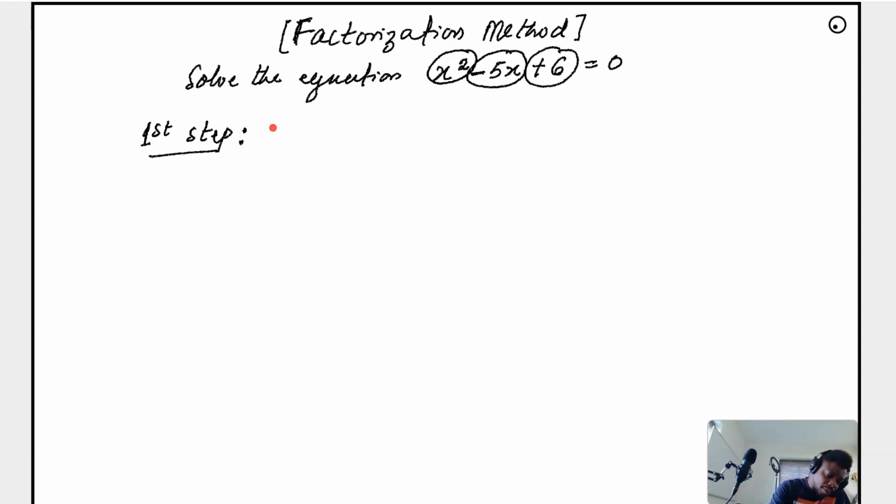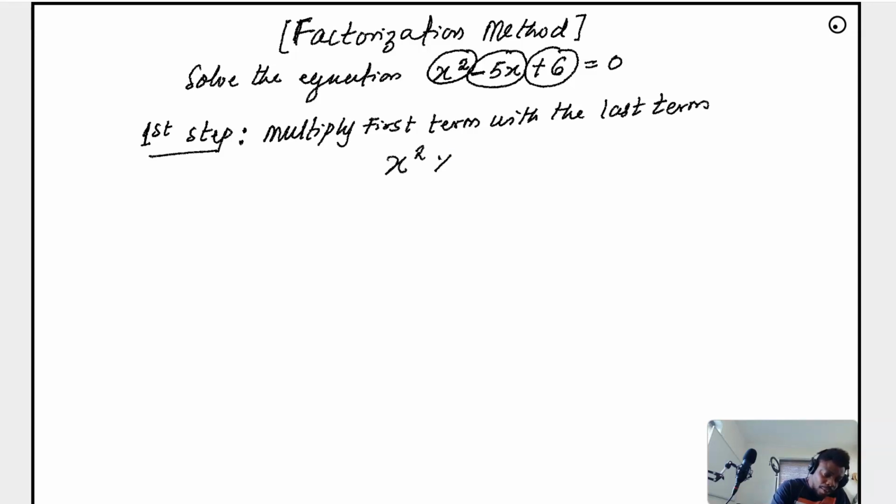So the first step is to multiply the first term with the last term. So what is the first term here? x squared. You are multiplying with the last term, plus 6. If you multiply x squared times plus 6, what do you have? Plus 6x squared. That is the first step.